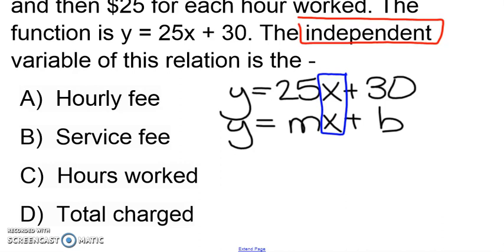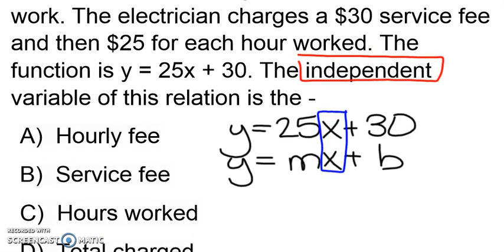So this goes back to when we were talking about multiple representations, and I said, hey, what does the $25 represent? Well, it represents $25 for each hour. And remember, when we were creating equations, we had to put the two things that meant something together. So in this particular example, we would say that was $25 for each hour.